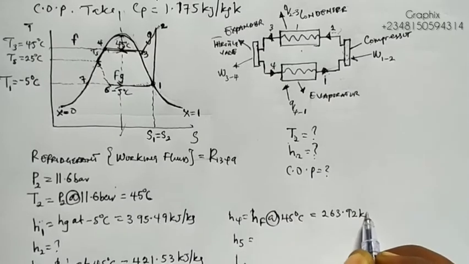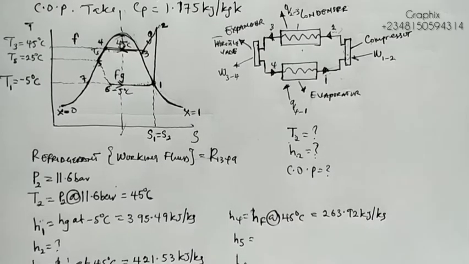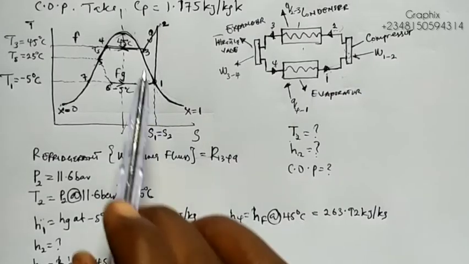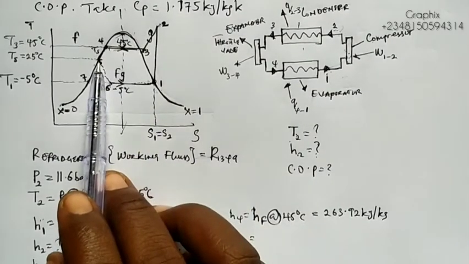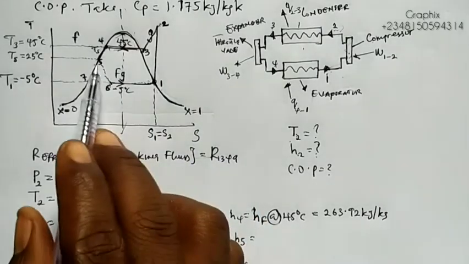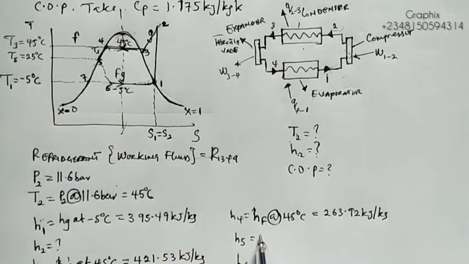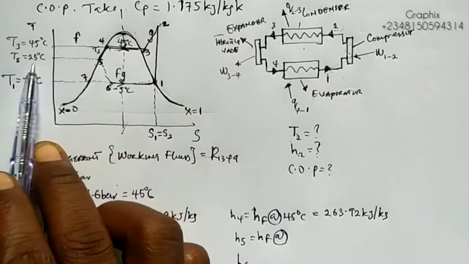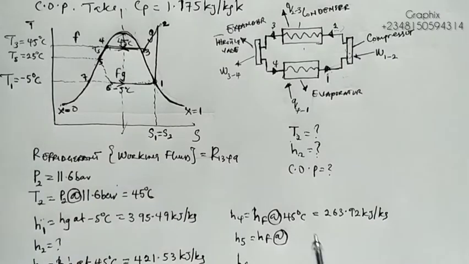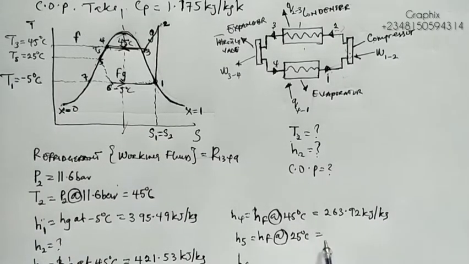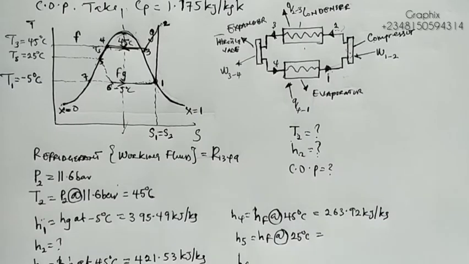263.92 kilojoule per kilogram. That is my HF, H4. Okay, the next one I'll check that is touching it is my H5, right? So the H5 is also falling at the left hand side, and that will be HF at, now H5 is on 25 degrees Celsius.